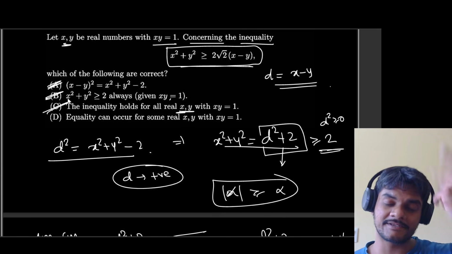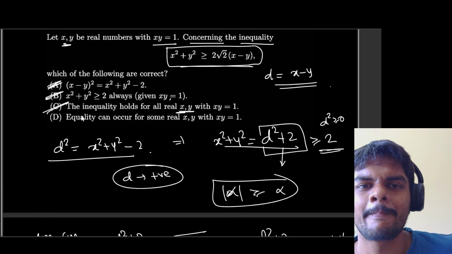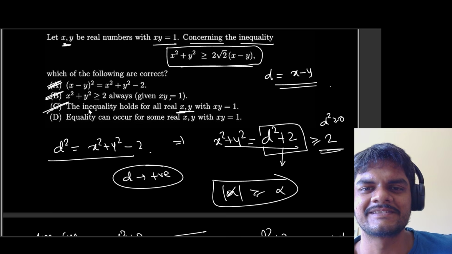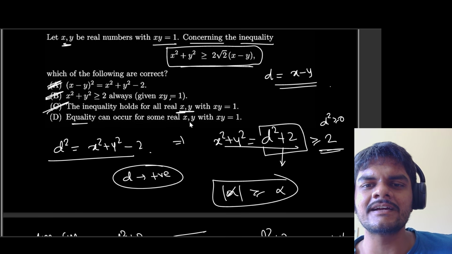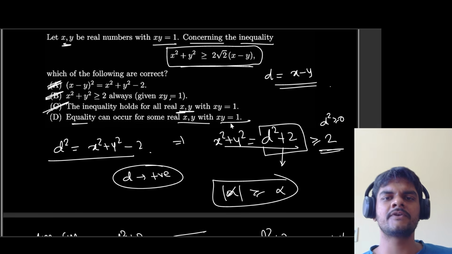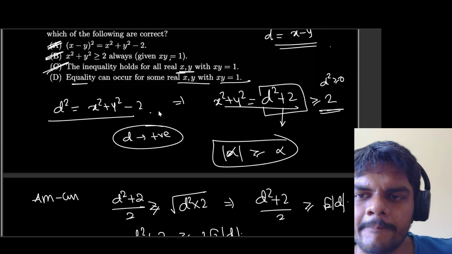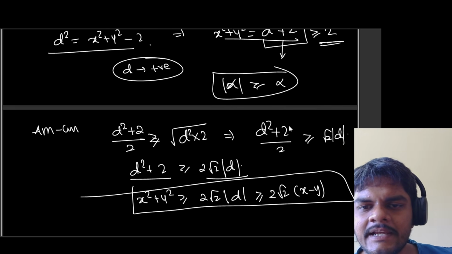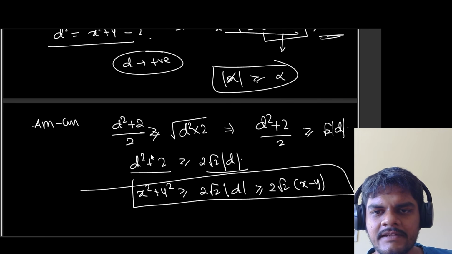I hope you had paused the video to try it on your own. I just couldn't stop myself. Equality can occur for some real values. So when is this equality being held? When is the equality happening?